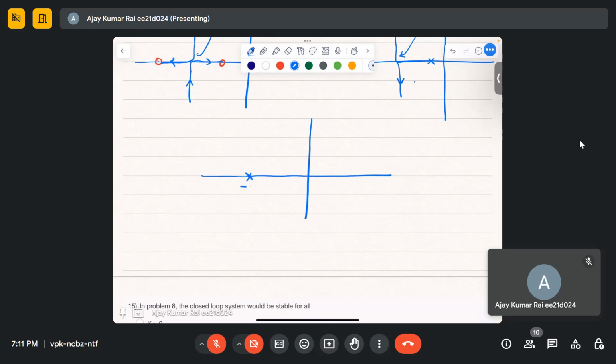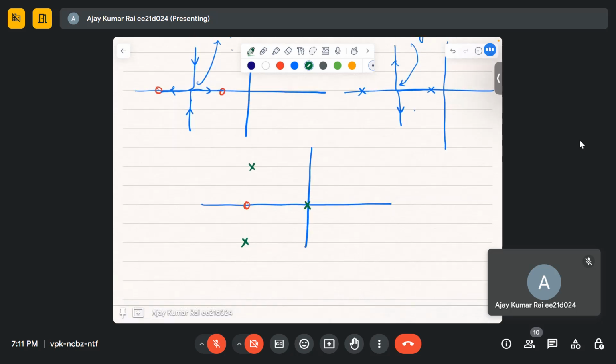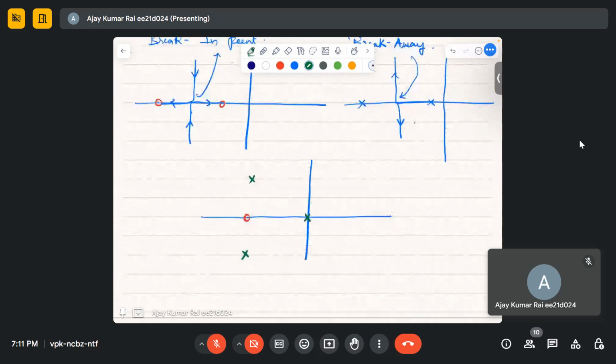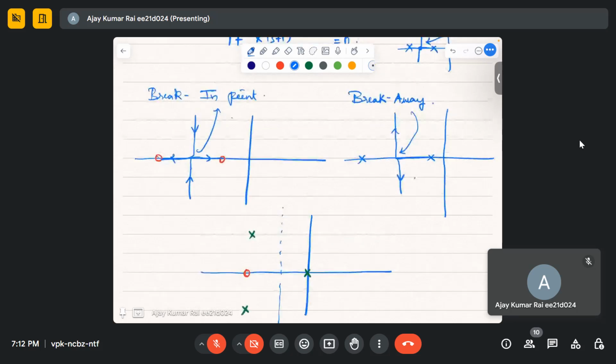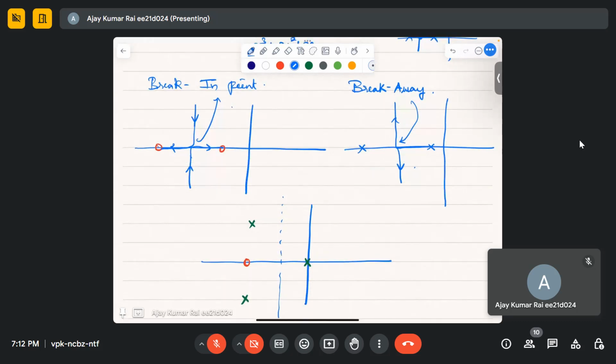So for this particular transfer function we have a zero, okay, and these are the poles. Okay, and we know the root locus exists, that we know. Two of the root loci will be going to infinity along the asymptote, that we know. And we have to find whether a breakaway point exists or not.